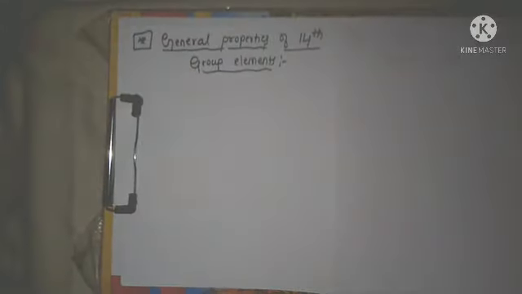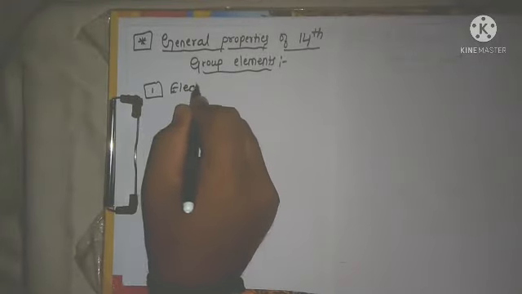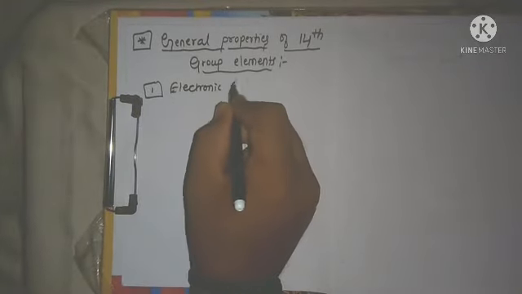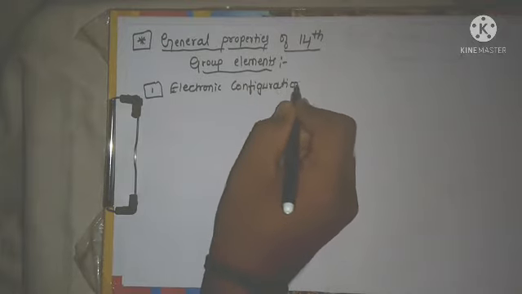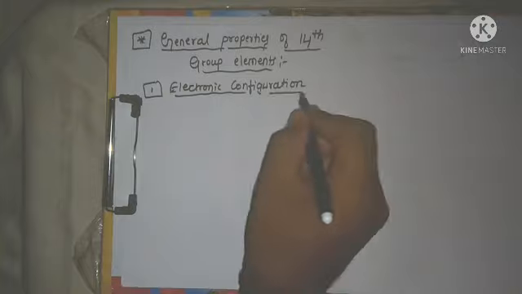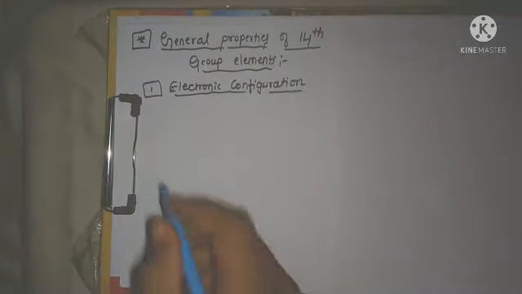First we will discuss one by one. First I want to discuss the electronic configuration of 14th group elements, right? Now first I want to make columns: first the elements, second the atomic number Z, and the third column the electronic configuration for the 14th group elements.